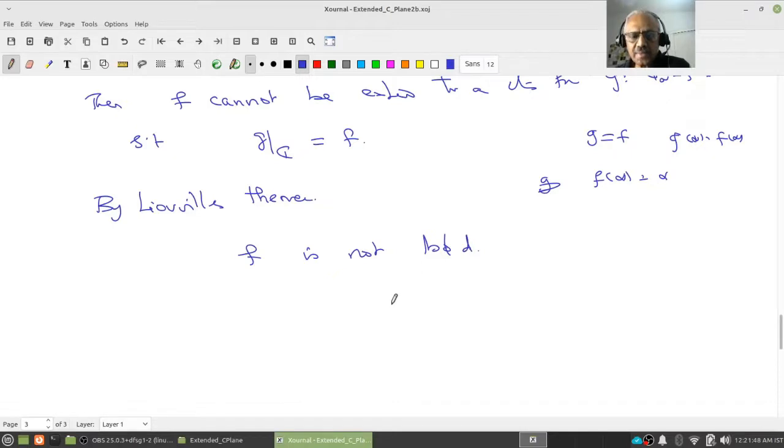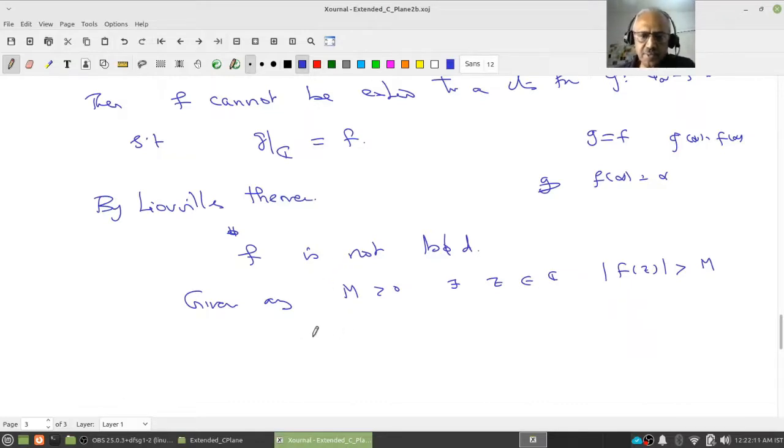So what does that mean? If I say f is not bounded, what does it mean? That means given any M positive, there exists a z in C such that mod f(z) is greater than M. Because if f is bounded, what does it mean?